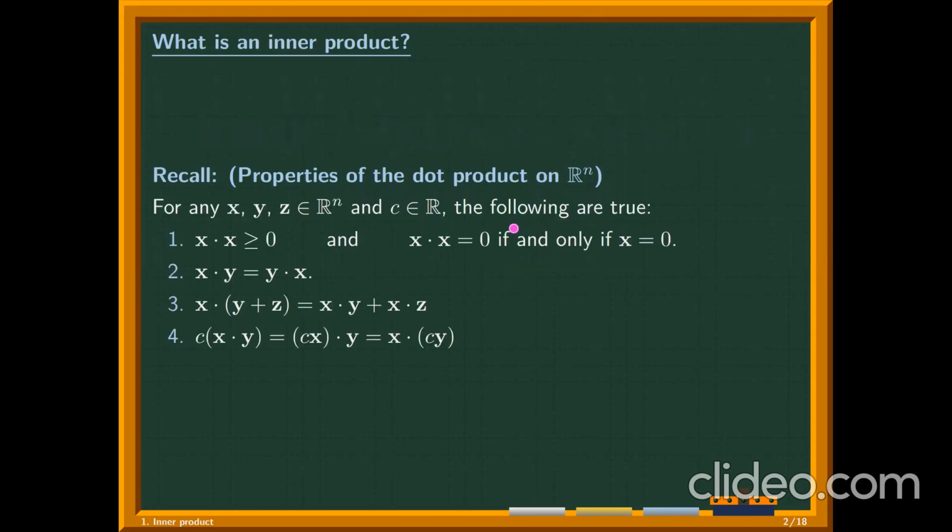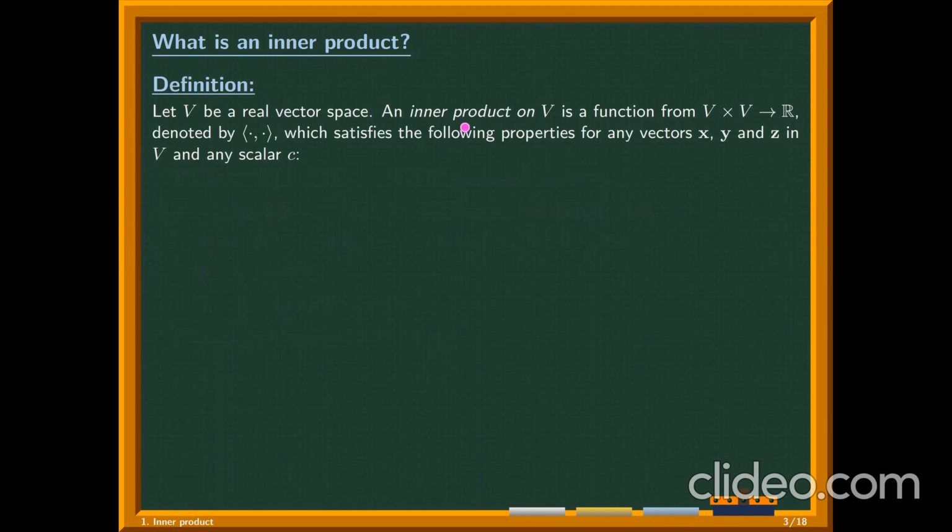So let us recall from the last video that the dot product on Rn satisfies these four properties. So these four properties will be the defining conditions for an inner product. So given a vector space V, an inner product on V will be a function from V cross V to the set of real numbers. So it's a function whose input is a pair of vectors and whose output is a scalar. Okay, so this function will usually be denoted by this symbol, left angle, dot, comma, dot, right angle.